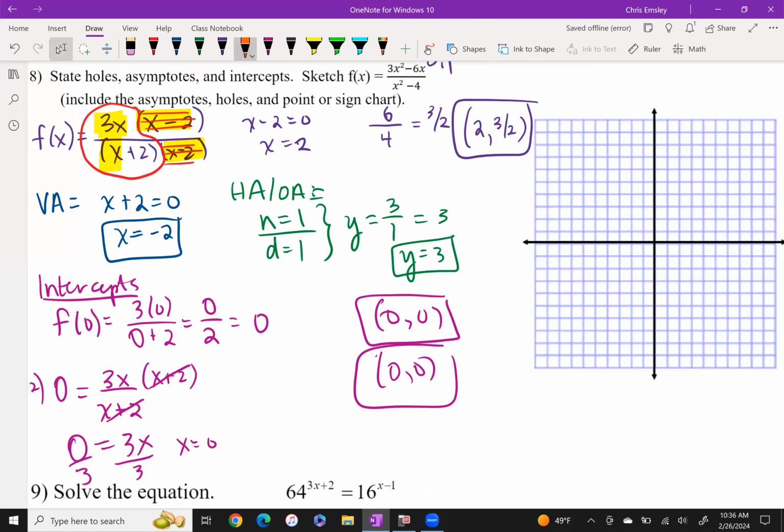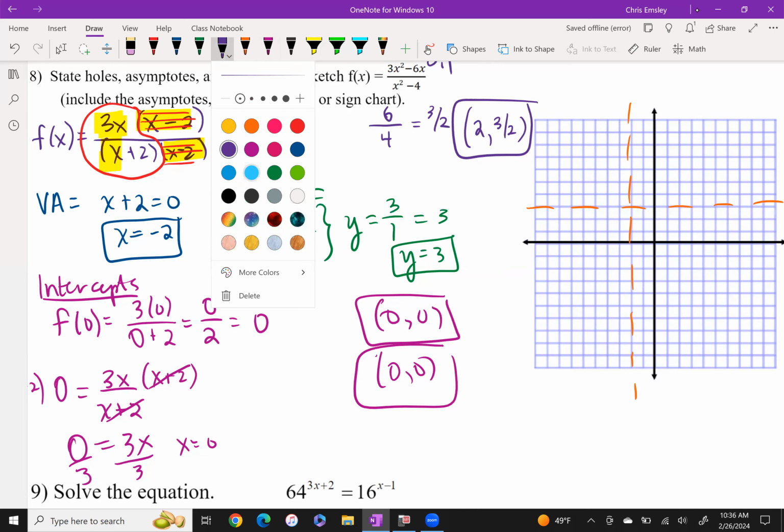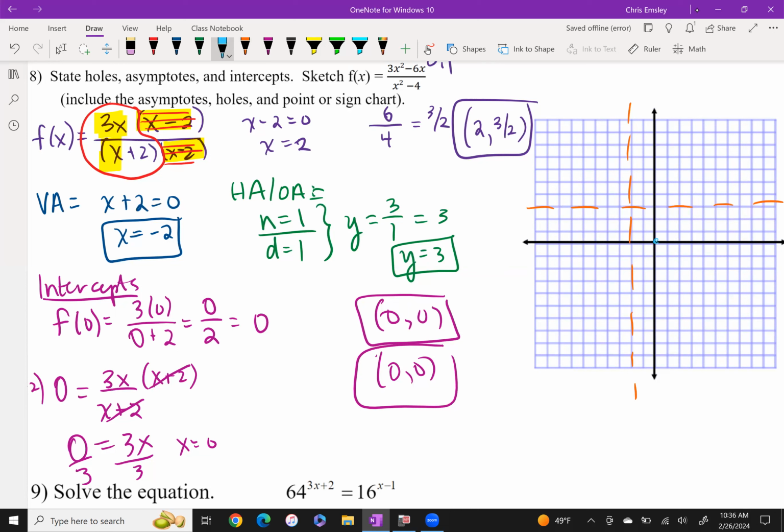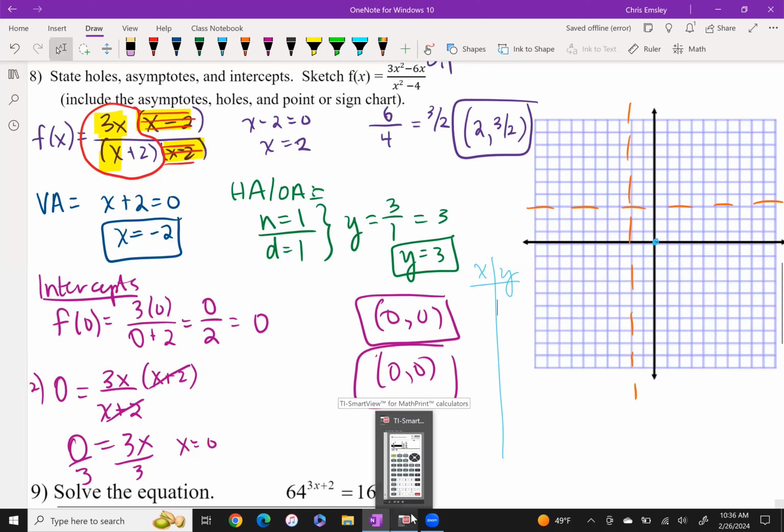So let's start graphing. Start with your asymptotes. Vertical asymptote at x equals -2. Horizontal asymptote at y equals +3. And then move to your intercepts, we just have one right there at (0, 0). So that means, again, we need a t-table to finish things out. I'm going to use that table button on my calculator, well, I won't this time. In case you don't have a table button, I'll do it by hand so you can see.